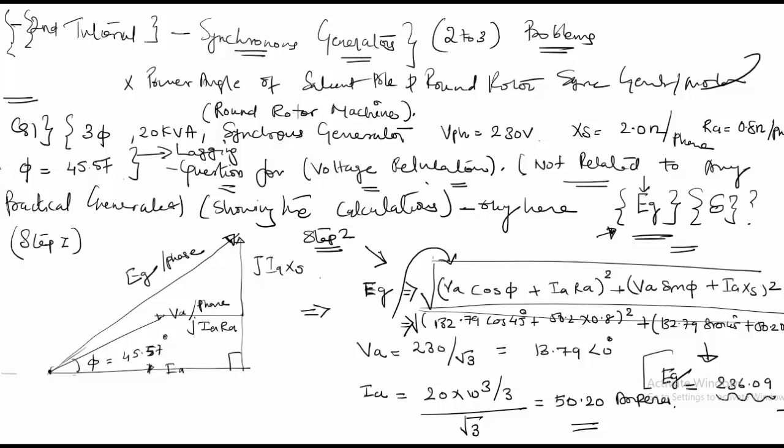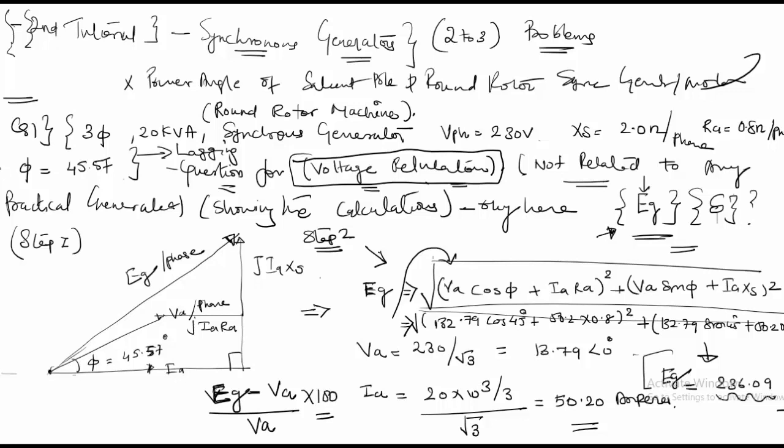So my EG is equal to 236.09, and now the question is to find the voltage regulation. So the voltage regulation can be given as EG, that is my no load voltage per phase, minus my load voltage per phase VA, divided by VA into 100. So this comes close to (236.09 minus 132.79) divided by 132.79 into 100, which is close to 77% or 78%.